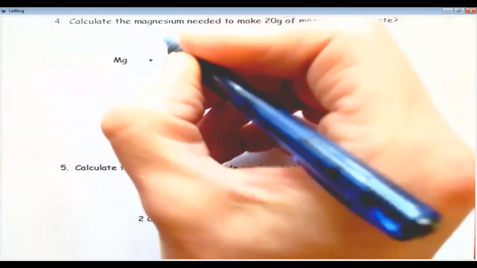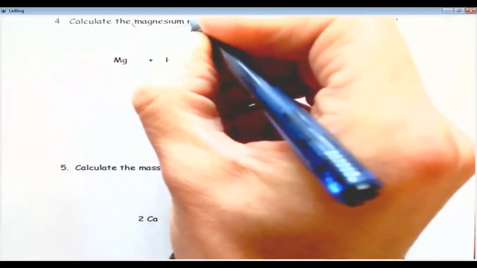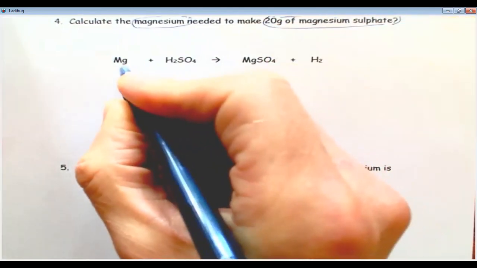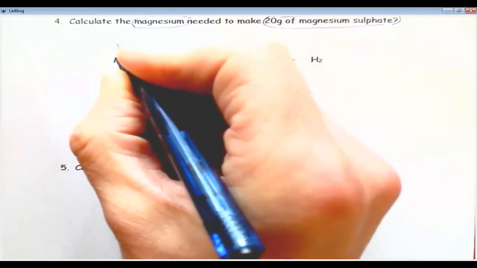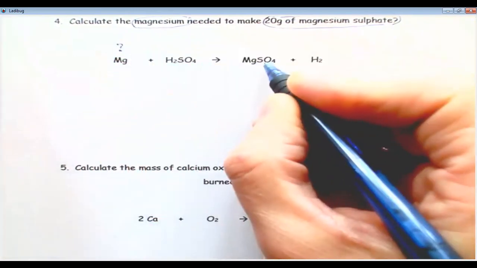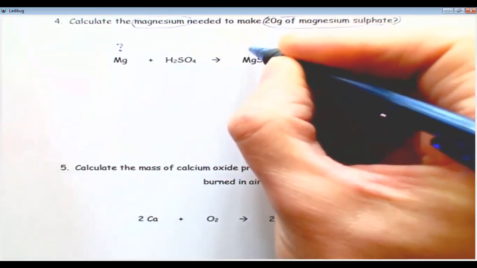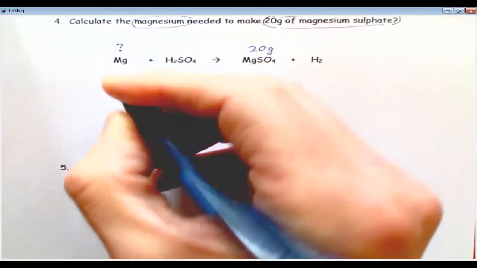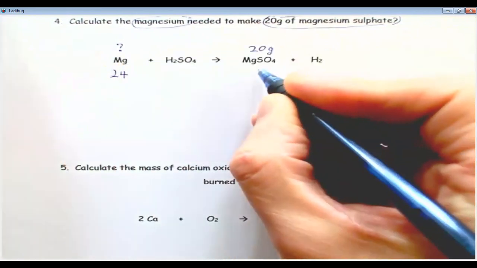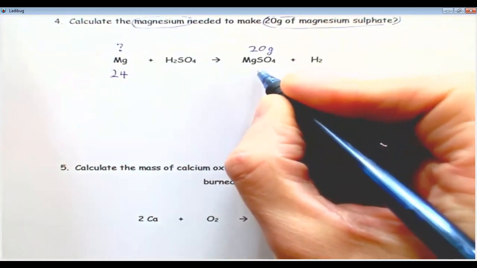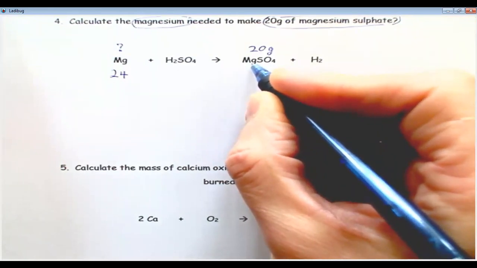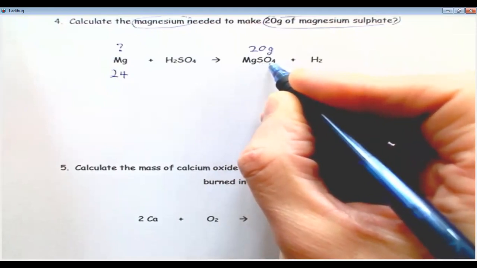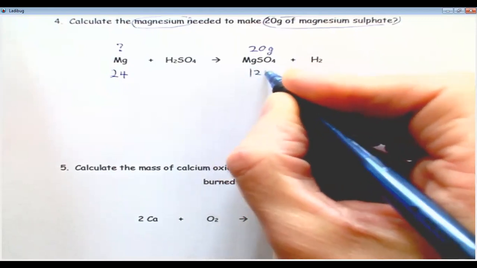Question number 4, calculate the magnesium needed to make 20 grams of magnesium sulfate. So I have magnesium, so calculate the mass of magnesium. And then over here, I've got magnesium sulfate. We need to make 20 grams of it. So put the mass numbers underneath. Magnesium sulfate, you might need to use a calculator, but you've got magnesium is 24, sulfur is 32, and then you've got 4 lots of oxygen, which is 4 times 16, and that comes to 120. Add all that together.